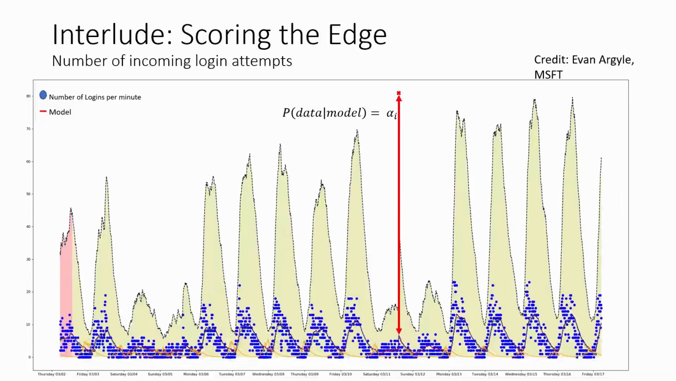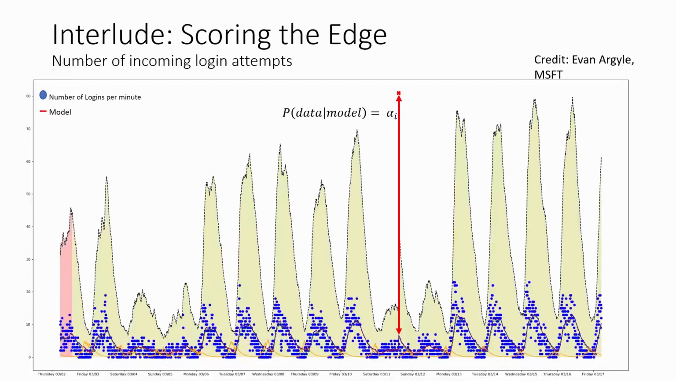Right. Here's how to score an edge. One way to score an edge. This is the number of failed RDP logins from the internet to a given machine inside an enterprise. Okay?